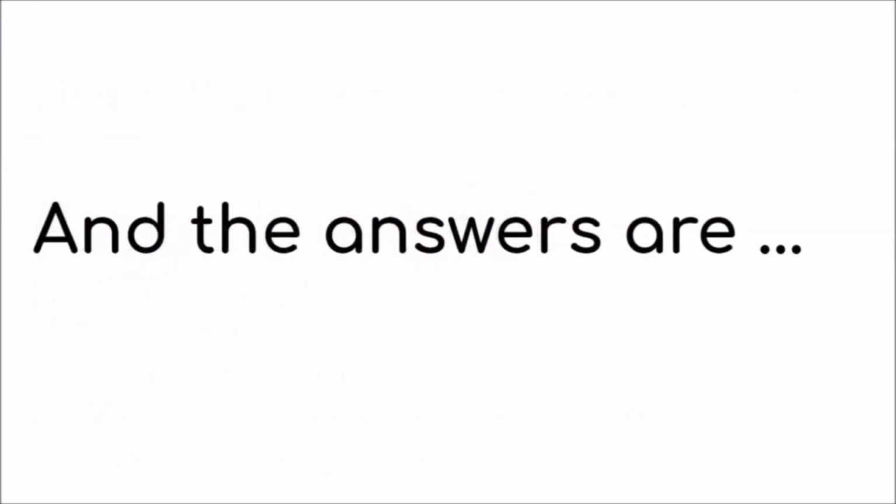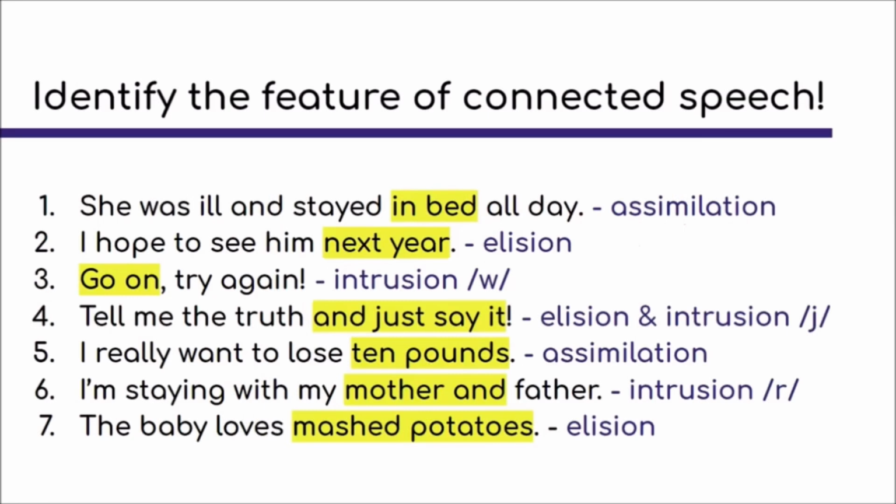All right, let's have a look at the answers. Hopefully this was not too difficult. So here are the 7 sentences. Number 1, she was ill and stayed in bed all day. We have assimilation here. In bed becomes im bed, so the n changes to an m.